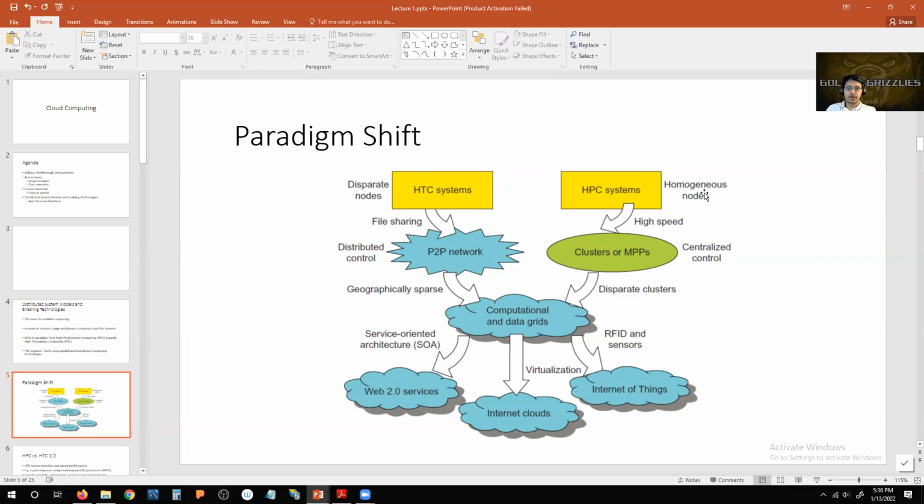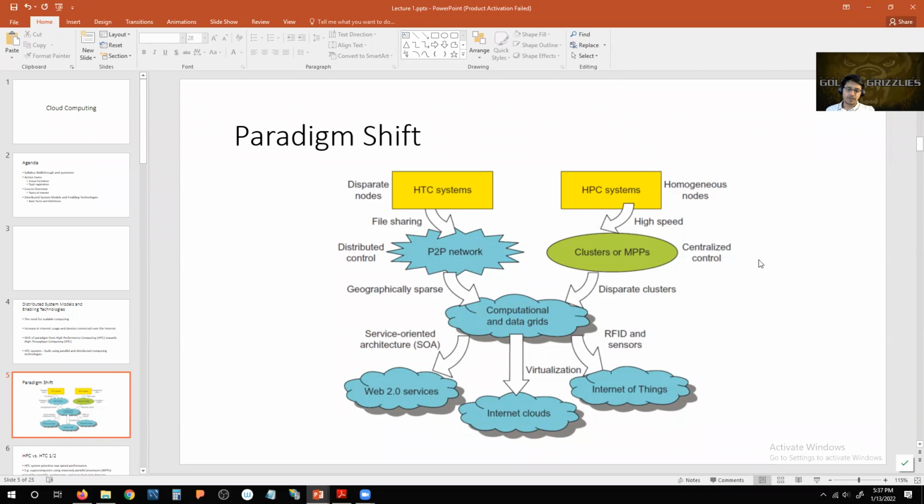making sure that, using those computer architectures, we are able to support multiple user requests at the same time. And when we say multiple, we mean millions of user requests at the same time, which led to the proposition for high throughput computing, HTC systems, which thereafter evolved into peer-to-peer networks. And then high performance computing evolved into computer clusters or massively parallel processors.